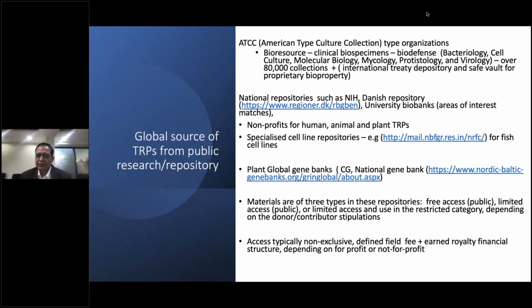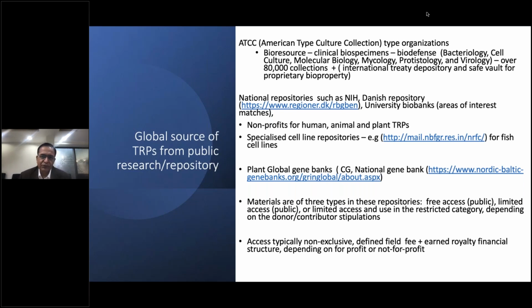And there are national repositories. NIH is one of the excellent national repositories. We found in Europe, and we do quite frequently access from Europe, several bioproperty, the Danish, the Dutch one, and there's an Irish one, and then of course there are bodies like Fraunhofer, etc. There are a number of university biobanks that are quite rich in repository, including Cornell. So I think these are some of the excellent repositories that one would have.